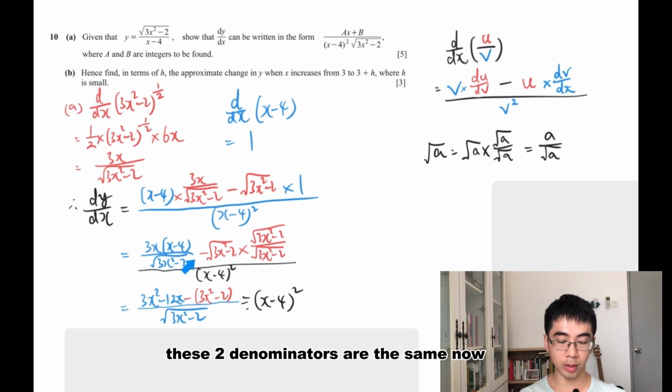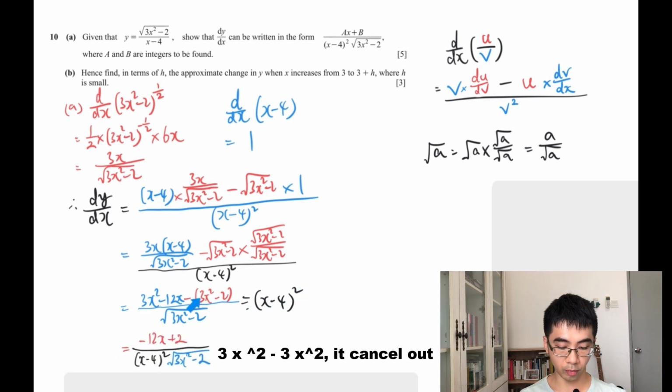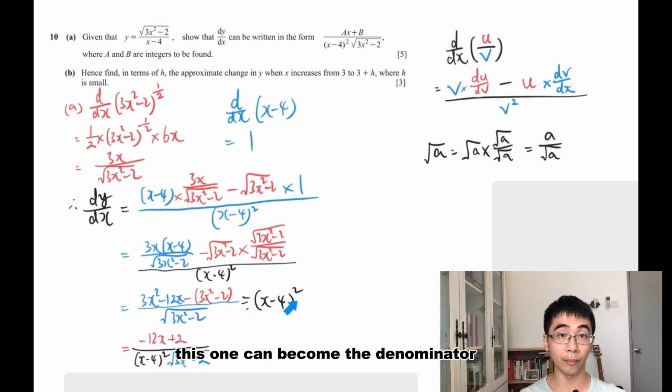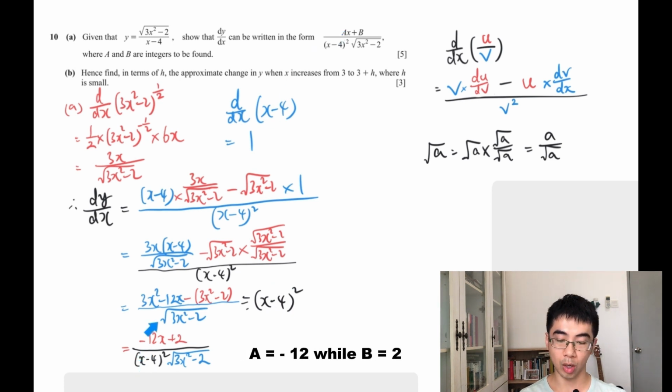So these two denominators are the same now, then you can just make it into one fraction. And then after all, you divide it by the bracket squared. Simplify then: 3x squared minus 3x squared, you cancel out, and then negative 12x minus 2, which is plus 2. And then this whole thing is divided by x minus 4 squared, so this one can become the denominator. So let's compare with this. A is just negative 12, while B is 2. And that's it.